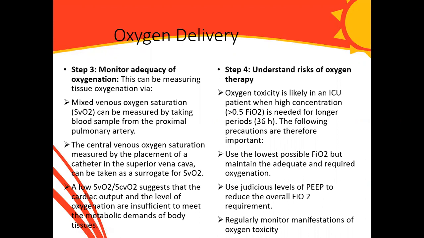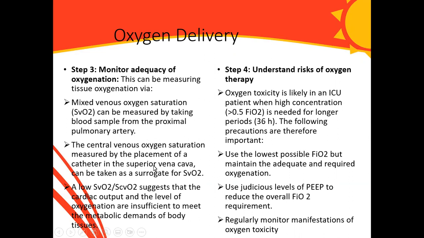All right, your mixed venous oxygen saturation mirrors the tissue oxygenation. All right, and this can usually be taken from the proximal pulmonary artery. But we know that pulmonary artery catheter comes with a lot of disadvantages. It's not readily being used in most critical care settings. So we can use the central venous oxygen saturation as a surrogate.